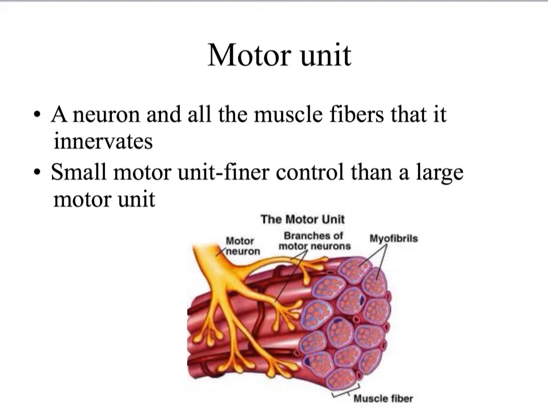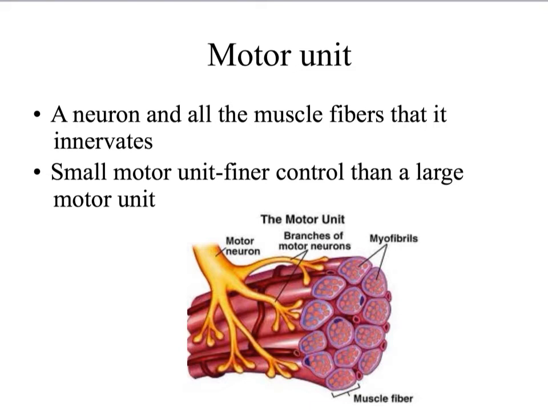I want to give you a definition here of a motor unit because we'll be talking about motor units and tension in the upcoming section. A motor unit is the nerve cell or the neuron and all the muscle fibers that it controls. So it's always one neuron and a variable number of muscle fibers.